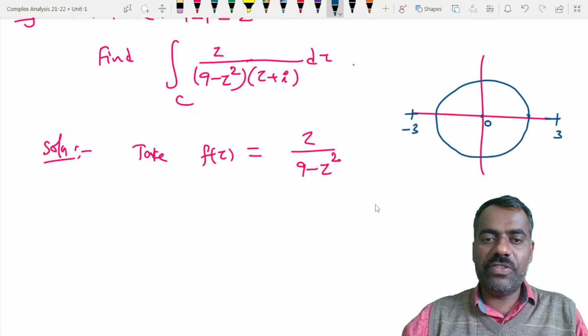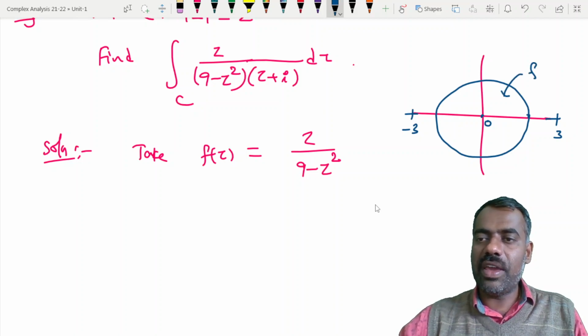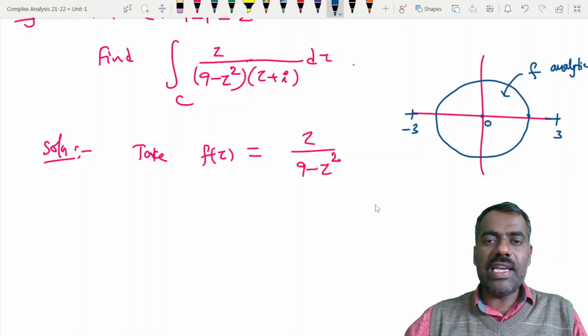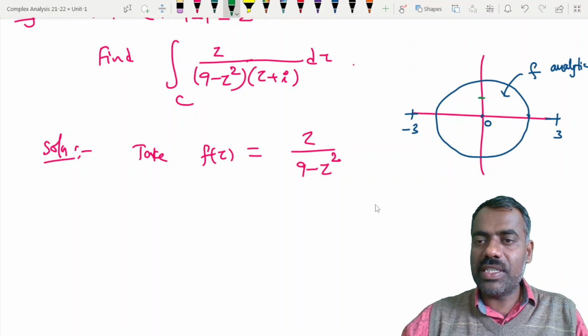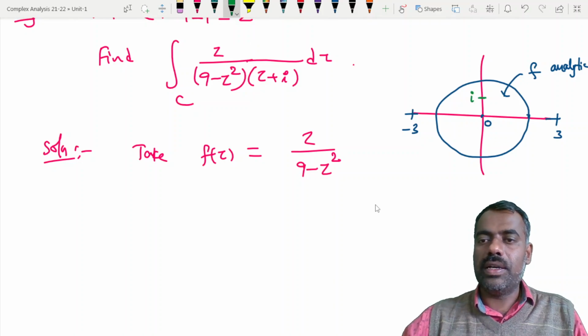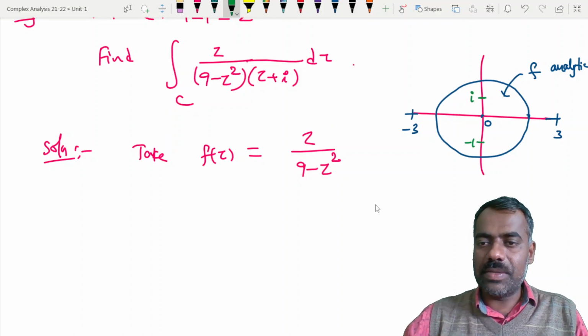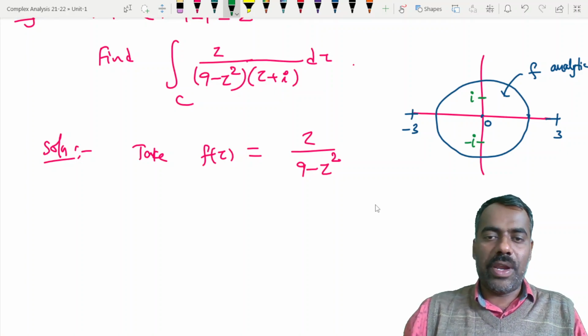So f of z, if you take this as z by 9 minus z square, then it is analytic. So f is analytic inside this C. And clearly z is equal to minus i. Sorry, this is plus i, and this is minus i. Clearly it is an interior point, right?